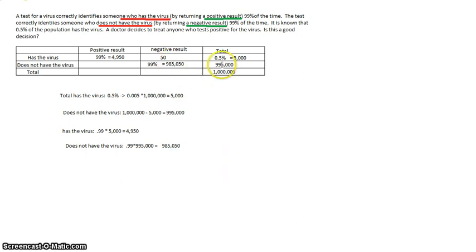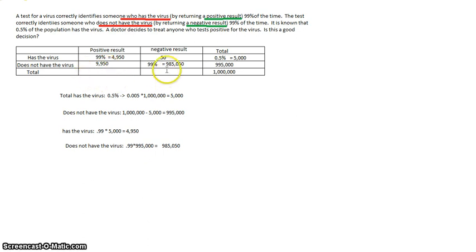Now that I have these two pieces filled out, I can easily find this spot right here. I know that my total is 995,000. I know that 985,050 people are in this spot. So all I have to do is take my total minus this number, and that will give me the number of people that will be in this space. When I do that, I'm going to get 9,950.